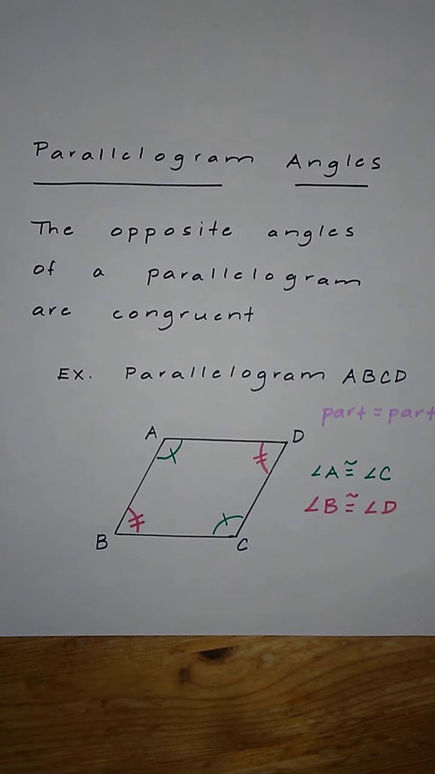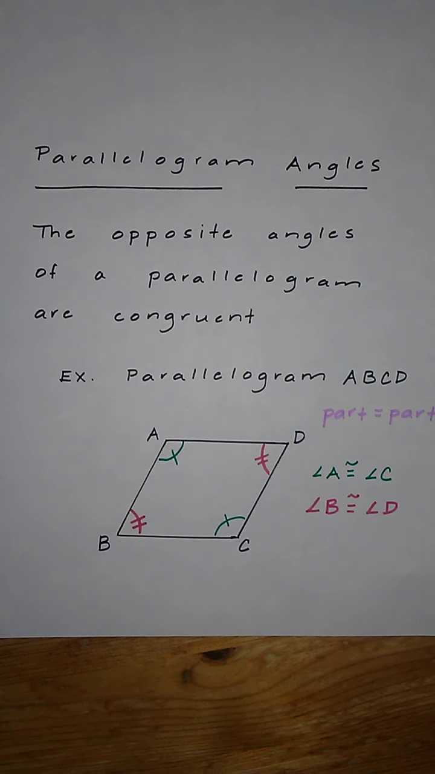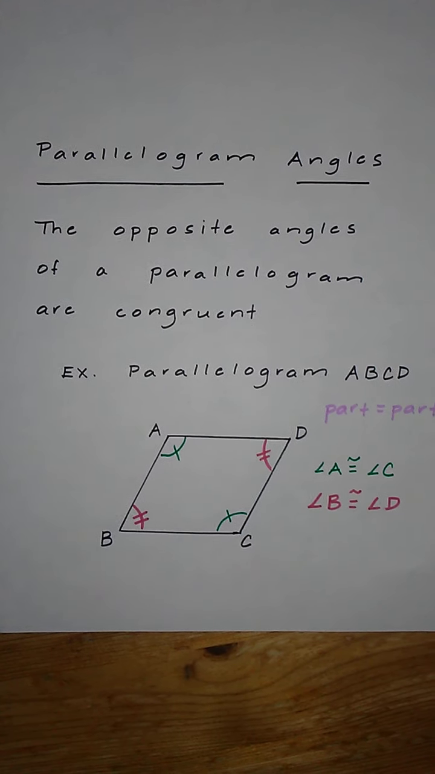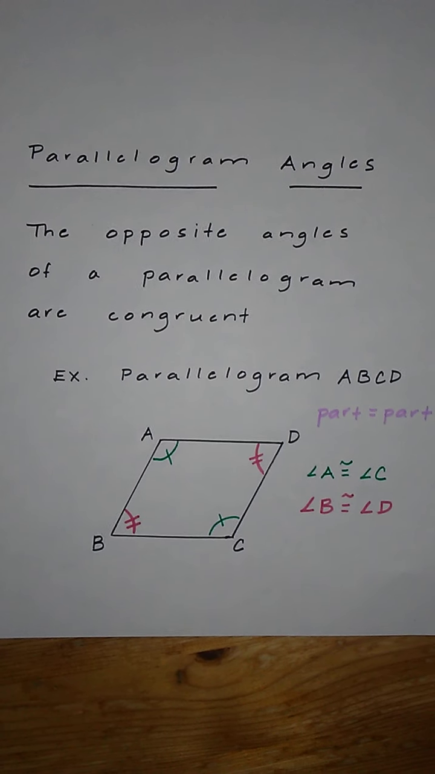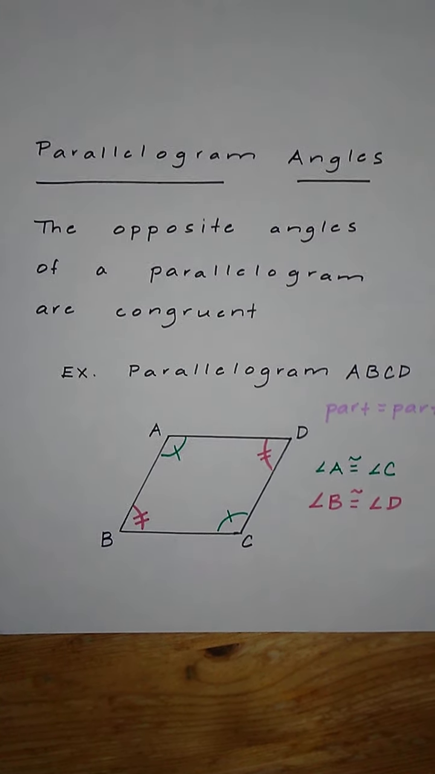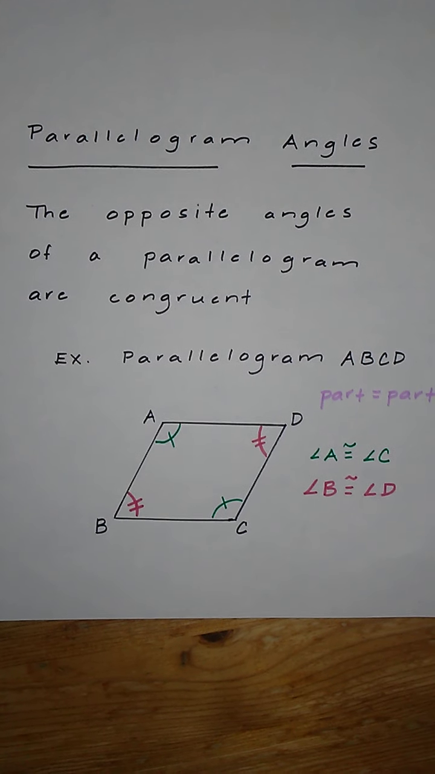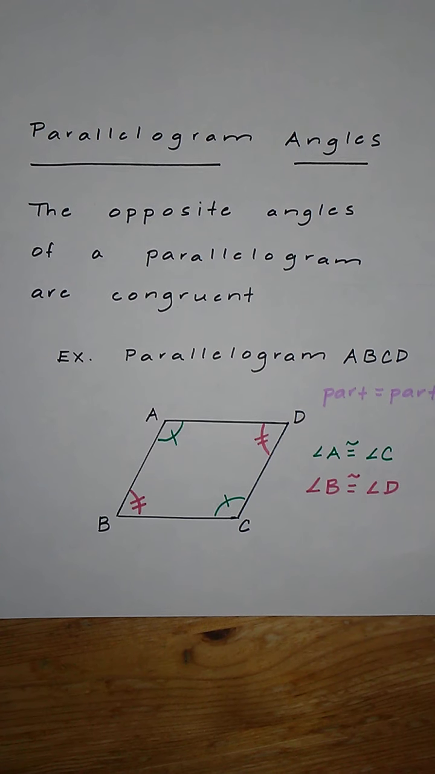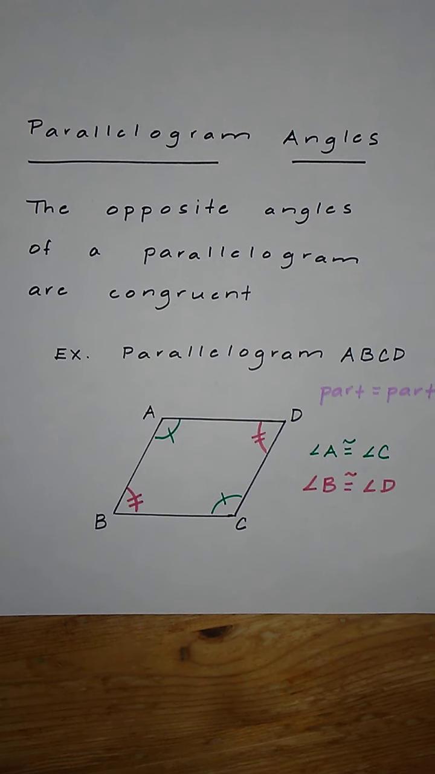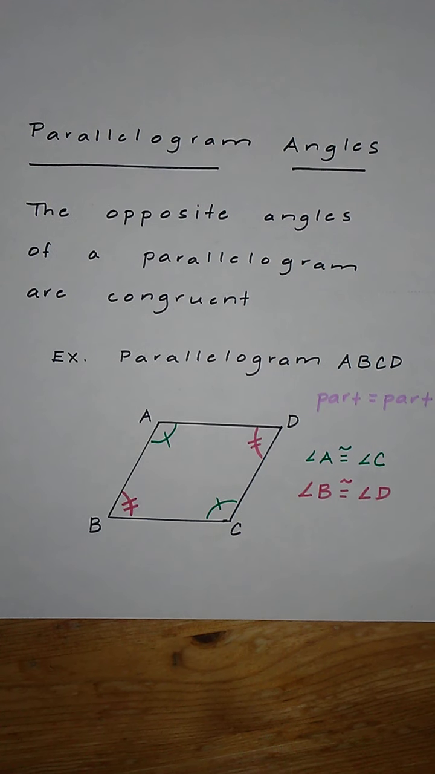Hi, I've had some technical difficulties, so this video will be some explanation, but not too much writing, so please forgive me. The focus of what we're talking about is the angles within a parallelogram, and this first statement says that the opposite angles of a parallelogram are congruent. So please remember that that means the opposite angles are equal.